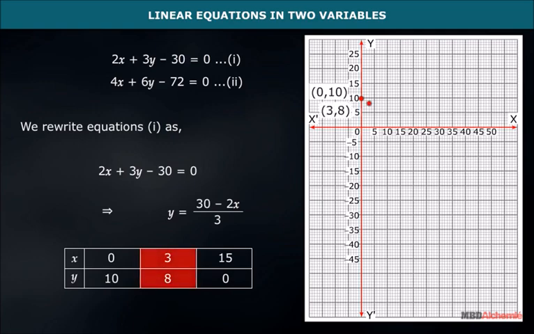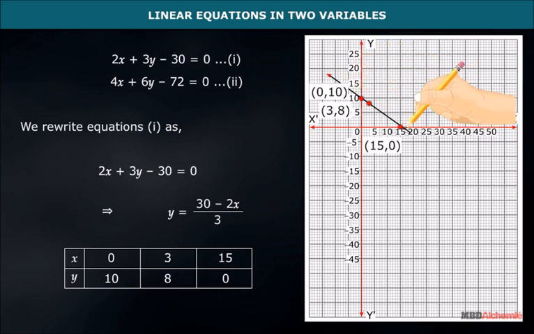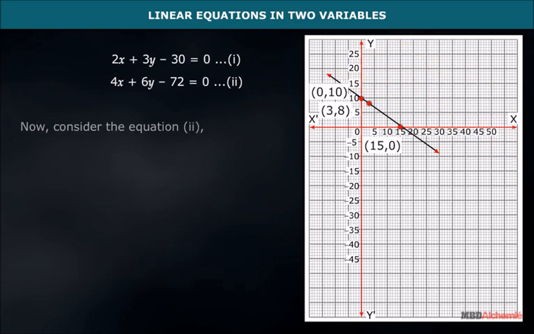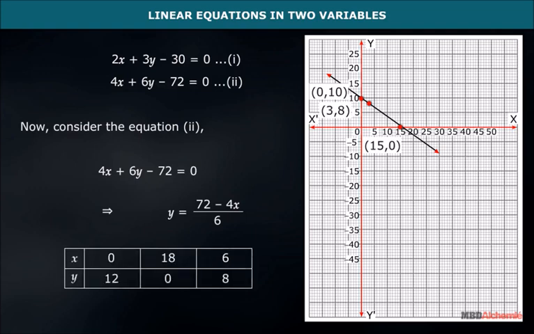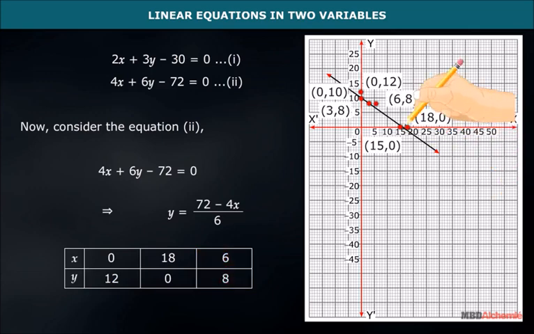We draw the xy axis on a graph and plot these points on it, and with a ruler draw a line passing through them. Now consider the second equation, 4x plus 6y minus 72 equals 0. That is same as y equals (72 minus 4x) by 6. This gives us the value of x and y satisfying this equation. Now we plot them on our graph paper and using a ruler draw a line passing through them.